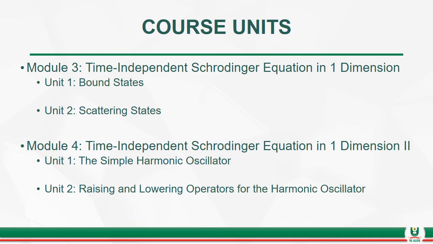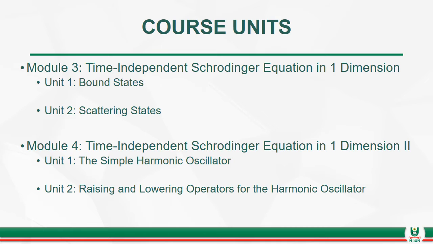And that takes us to module 3. In module 3, we will be interested in the time-independent Schrödinger equation in 1 dimension. Then it is subdivided into 2 units, which include the bound states and the scattering states. We will look at particles in an infinite potential well, and also we would be interested in particles in a finite potential well. Of course, we'll take our tutor-marked assignment.